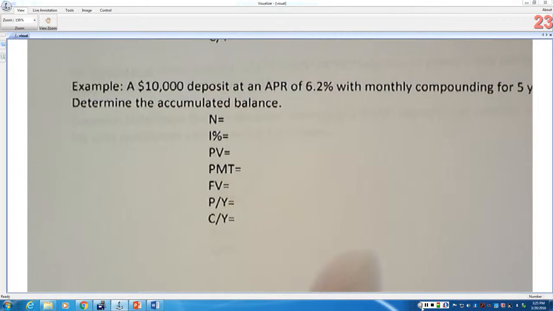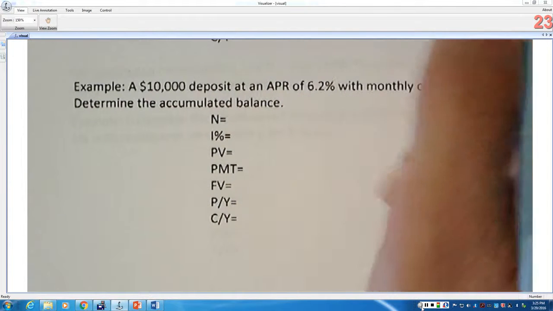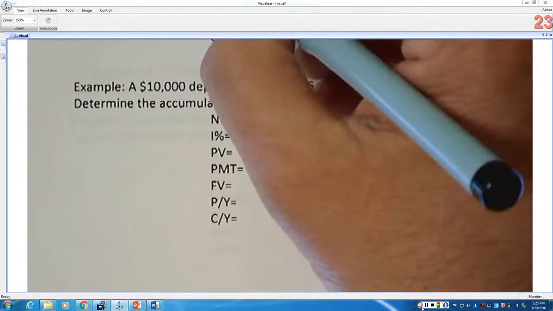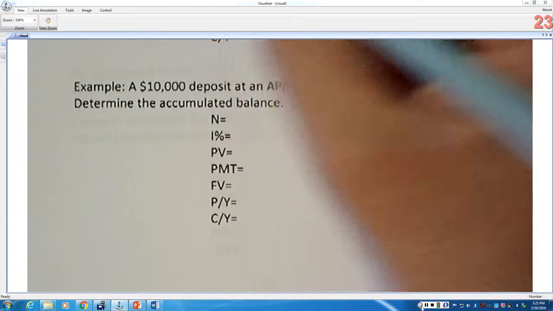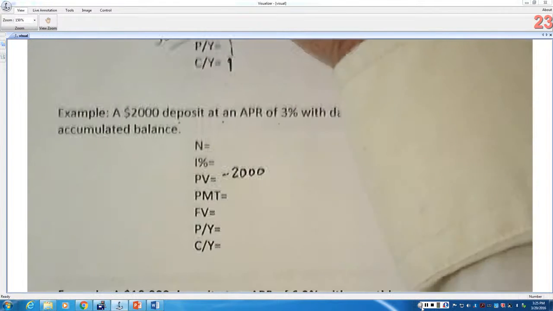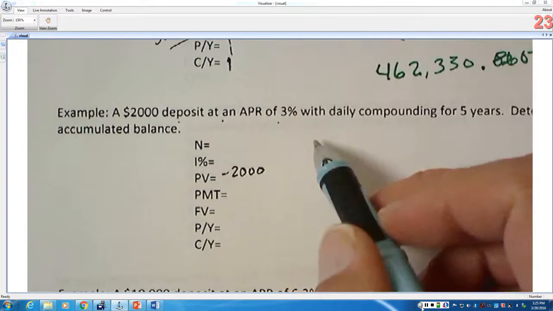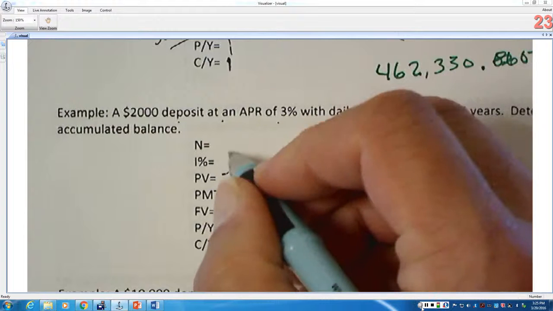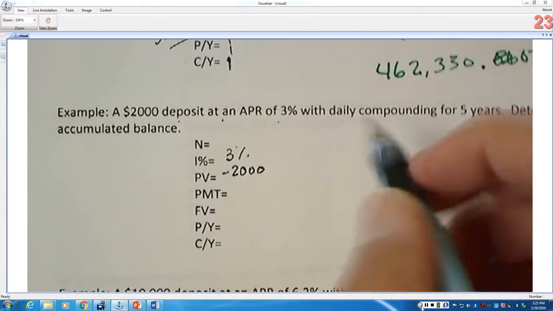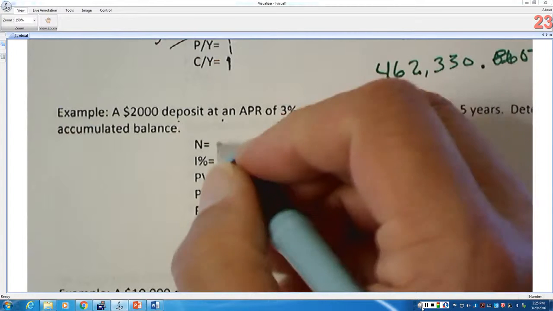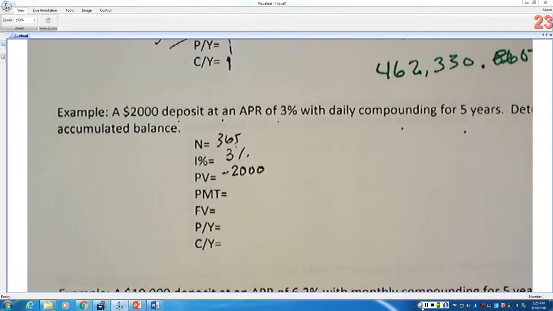Now, here's the difference in this one. Look at this one right here. Let's go ahead and get our information, okay? A $2,000 deposit and an APR, okay, so it's a $2,000 deposit. So now you know that's $2,000. That's your present value. Now, your interest rate is going to be at 3%. Now it's going to be with daily compounding for 5 years. Now daily compounding in business is 365 days. Okay? So we have 365 days for 5 years. So you're going to multiply that by 5 years.